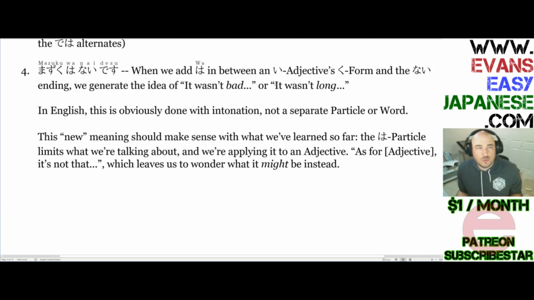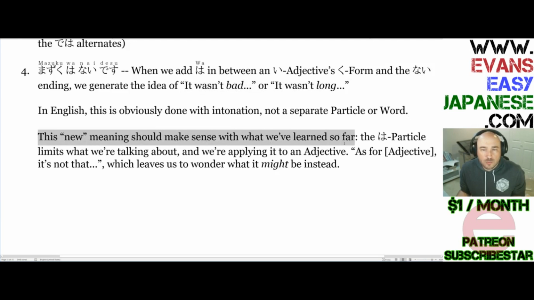If it were the word mijikai, it wasn't long, but it wasn't really that long, or it wasn't really short. In English, this is obviously done with intonation, not a separate particle or word. This is a common issue with Japanese. We just say things and then the intonation does it, whereas they have a particle that does that job for us. This new meaning should make sense with what we've learned so far.